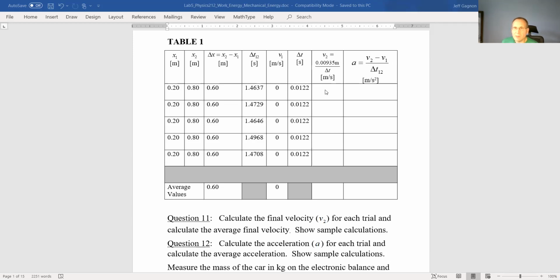So it'll be v2 minus v1, which is 0, and then divided by the time. The time it takes to travel that entire 0.6 meters, right? So it'll be this time right here. So you're going to compute the acceleration and then find the average acceleration.